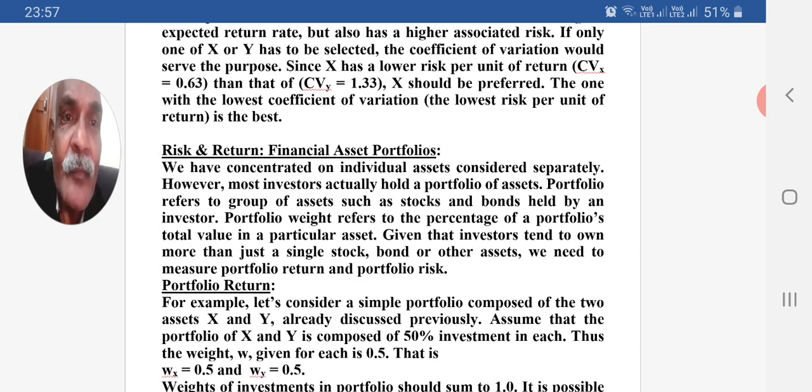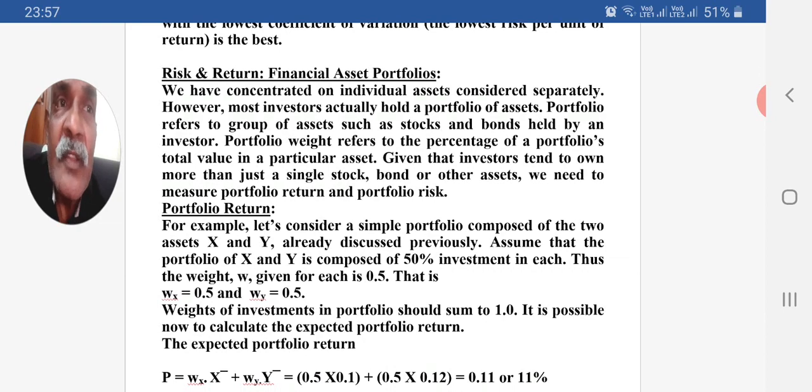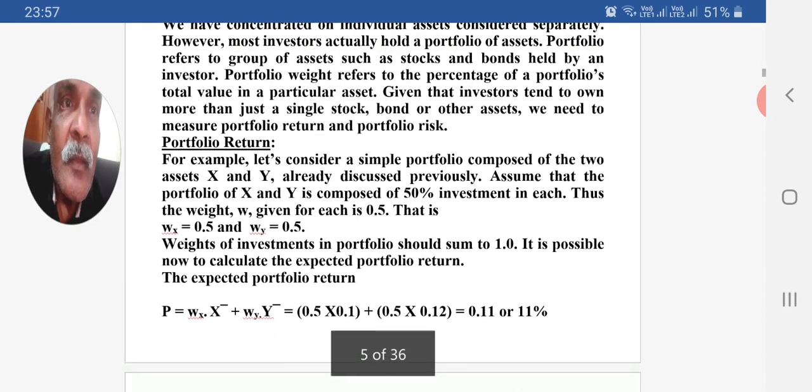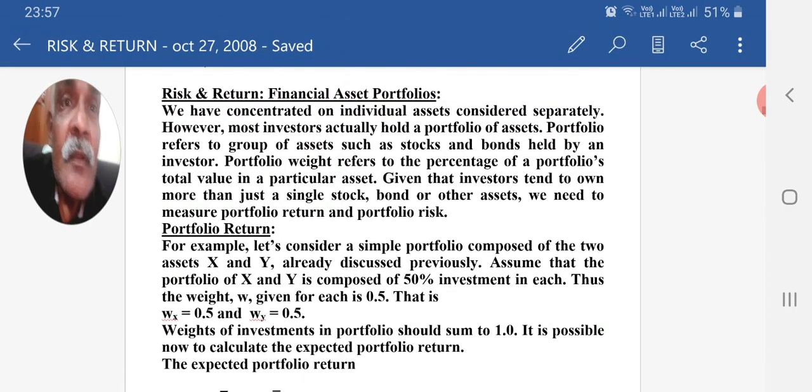Now we should consider risk and return for the following financial assets portfolio. So far we concentrated on individual risky assets considered separately. Most investors actually hold a portfolio of assets. Portfolio refers to a group of assets, that is, a set of securities such as stocks and bonds held by an investor. Portfolio weight refers to the percentage of the portfolio's total value in a particular asset. Investors tend to own more than just a single stock, bond, or other asset. We need to measure portfolio return and portfolio risk.